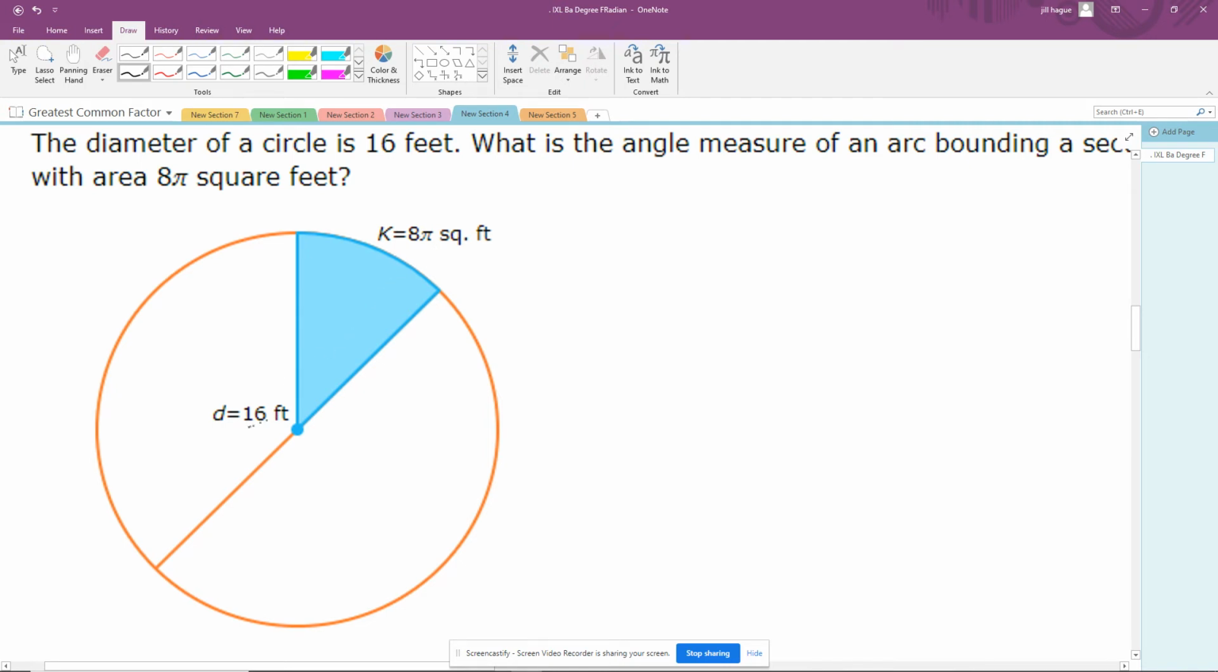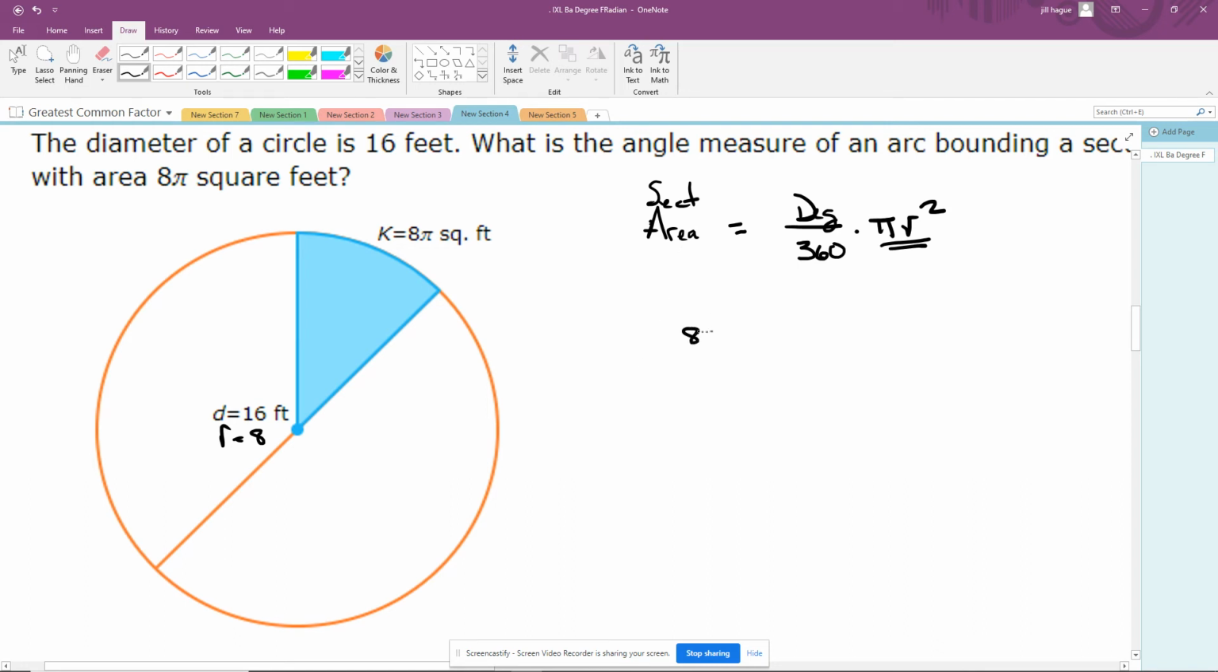Okay, so now we know the diameter is 16. Sometimes it helps if you write below that the radius is 8, just as you go through the problem. And then we know the area in this problem, and we're looking for the angle measure. So we just set it up: the area of my sector is equal to the degrees of my sector piece divided by 360 times pi r squared. We're just taking our area formula and multiplying it by the fraction which represents our sector. That equals my sector area.